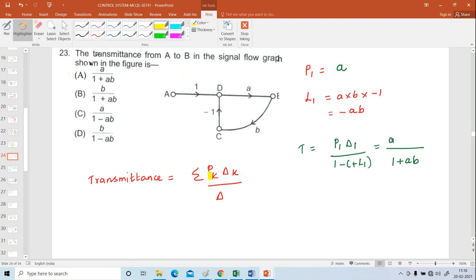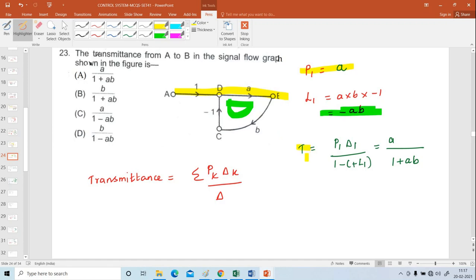Here also the formula is summation Pk delta K divided by delta. First I am going to find out the number of forward paths. A forward path is where the signal starts from the input and ends at the output. Then find out the number of loops. Here only one loop is there, AB minus 1. So only one loop. The gain of the loop is minus AB.